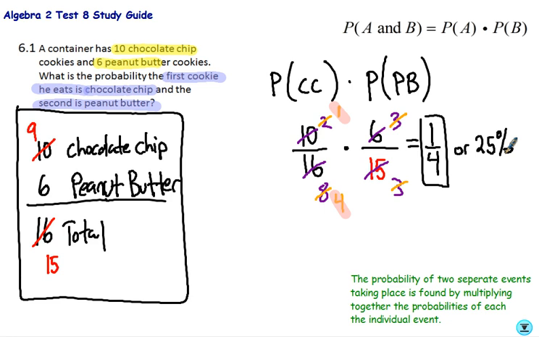All right, so dependent event. So just know on this problem that the total for the second fraction will be 1 less. All right, so go ahead and pause now and try 6.2 and 6.3.